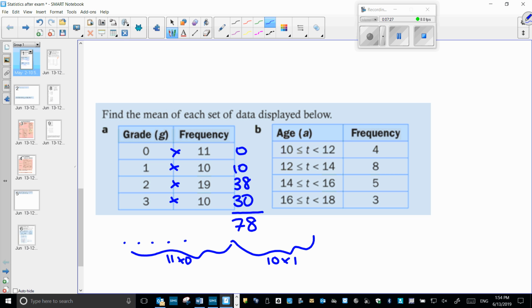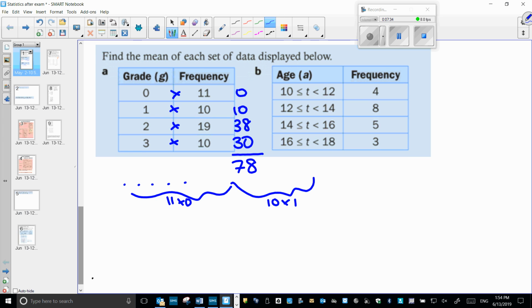Wait, can we just go back like 2 steps? Which step do you want to go back to? It says 0, 10, 38, 30. Where did you get those numbers? 0 times 11. Okay. 1 times 10 is 10. 2 times 19. 3 times 10. Okay, we're good? Alright, so I've added them up.